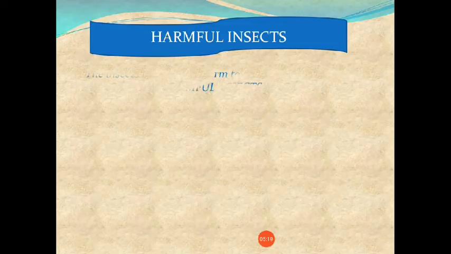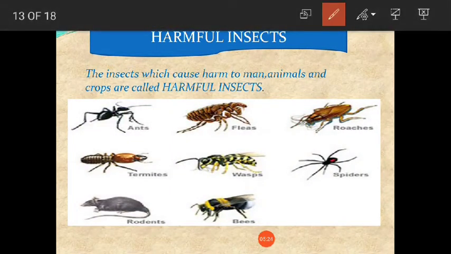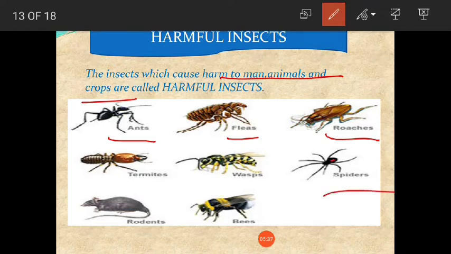Let us see some of the harmful insects. The insects which cause harm to mankind and crops are called harmful insects. They can be ants, fleas, roaches, that is cockroaches, spiders, wasps, termites, bees. Now you will ask why a rodent is given over here. It's a rat, but this rat is a carrier of fleas which cause disease, so it is given in this group. So these are all harmful insects.